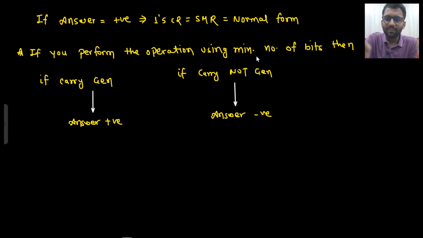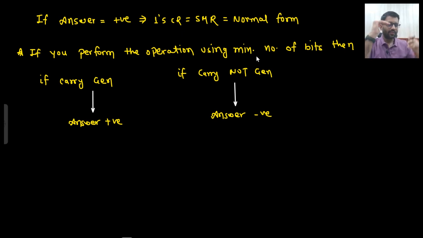So tell me this point, you see this line: if the answer is positive, and you perform the addition, your answer is positive. If my answer is in 1's complement form, then can I say that this answer is in normal form only, if the answer is positive?